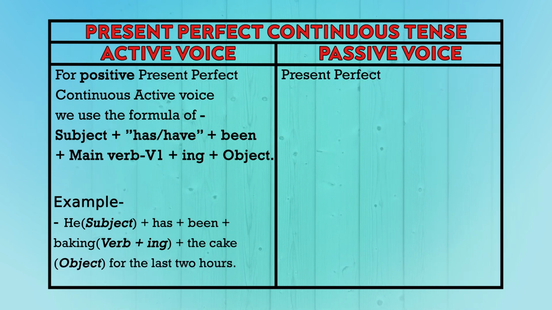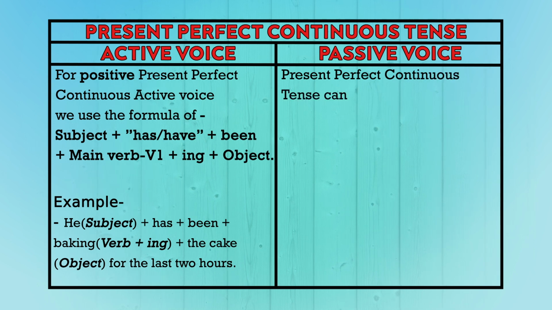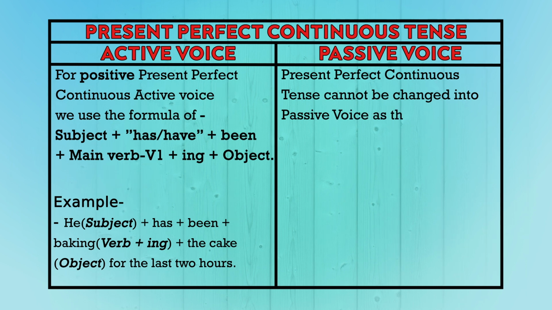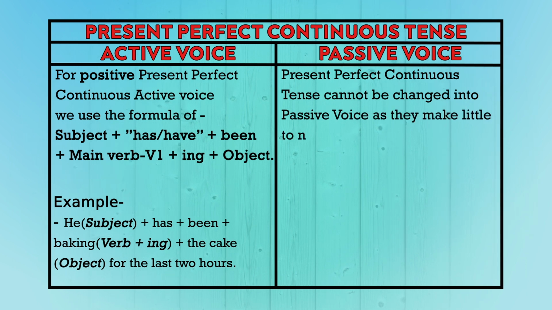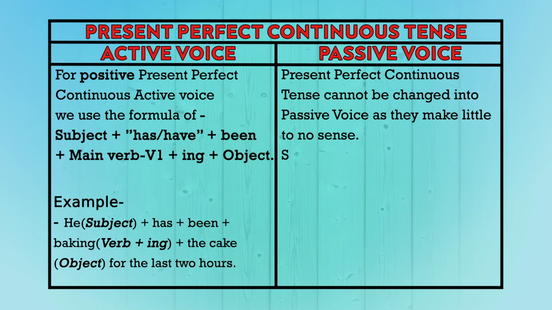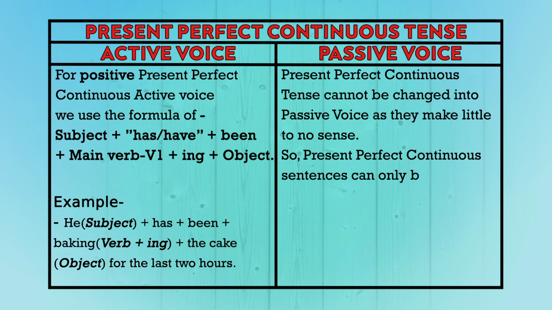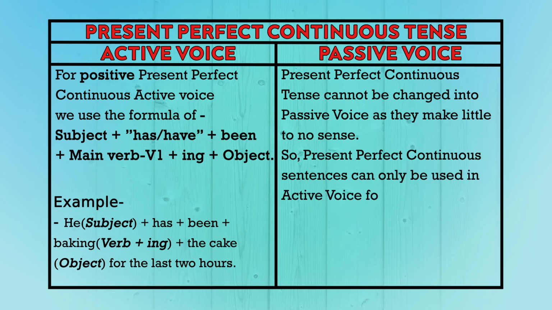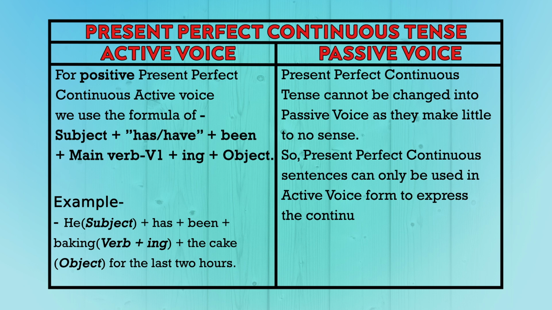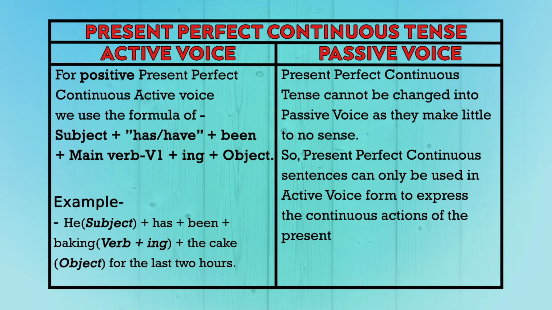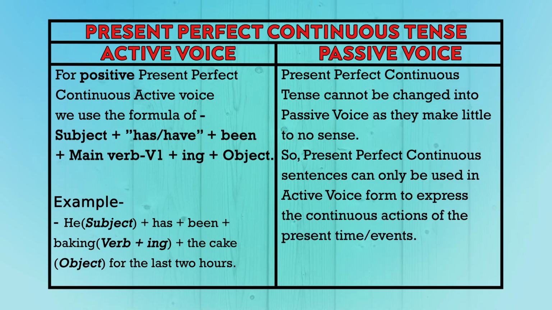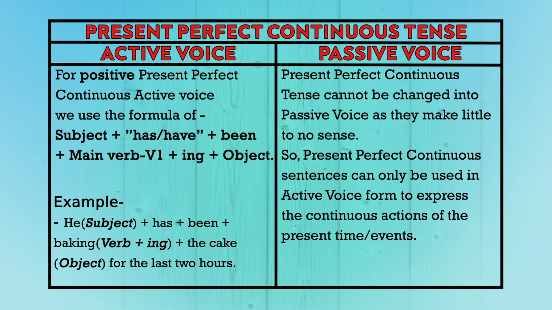Remember, this present perfect continuous tense cannot be changed into the passive, as it makes little sense or no sense at all. So we do not use present perfect continuous tense in the passive. It can only be used in the active, to express the continuous action of the present time. The continuous action of the present time is what it shows, and therefore it cannot be used in the passive voice.